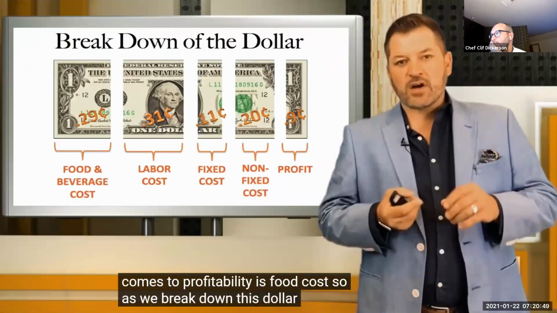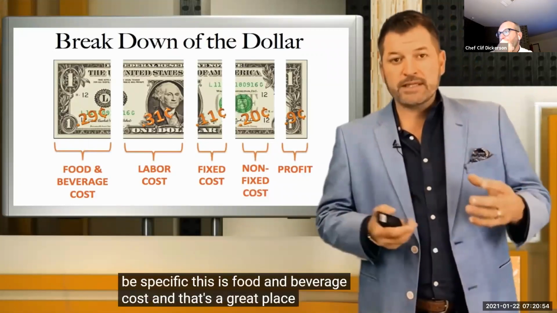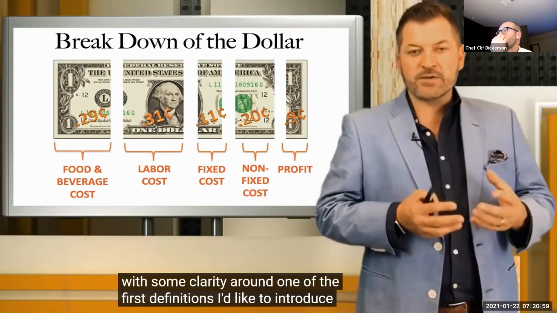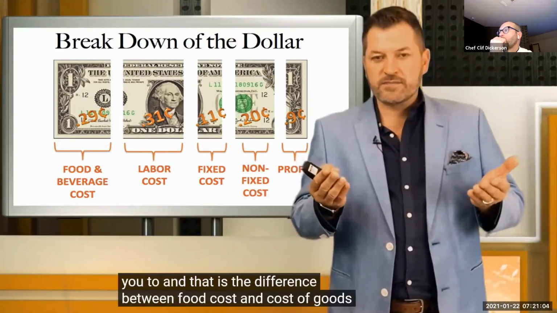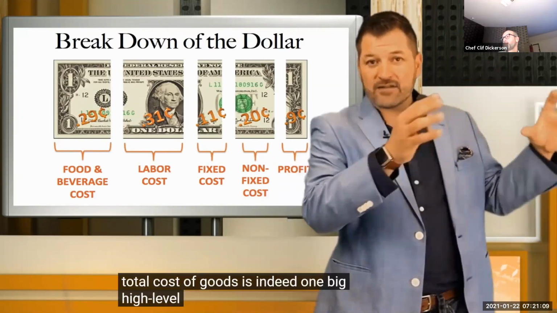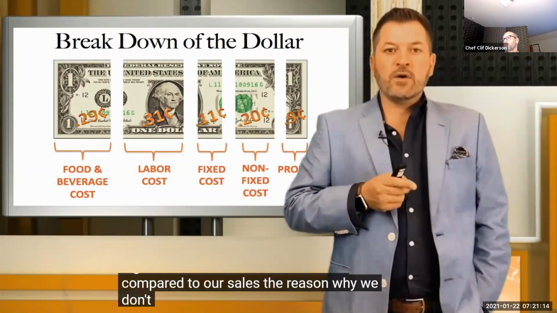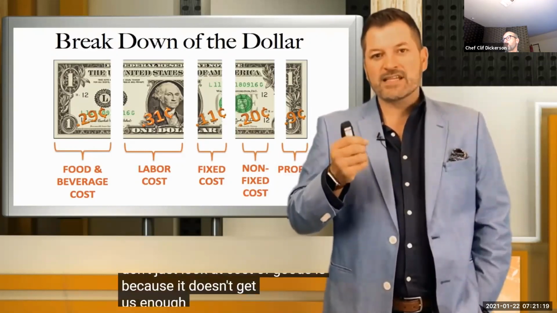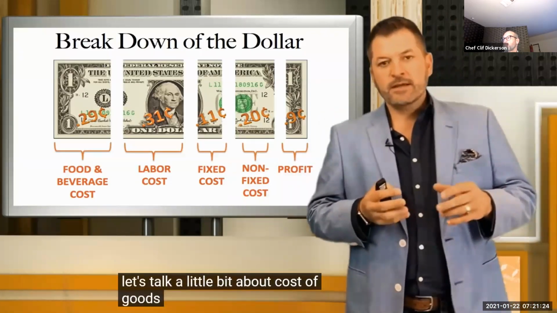So as we break down this dollar, and let's be specific, this is food and beverage cost. And that's a great place to start with some clarity around one of the first definitions I'd like to introduce to you. And that is the difference between food cost and cost of goods. Total cost of goods is indeed one big high-level bucket that we can look at compared to our sales. The reason why we don't just look at cost of goods is because it doesn't give us enough information in general. So let's talk a little bit about cost of goods.